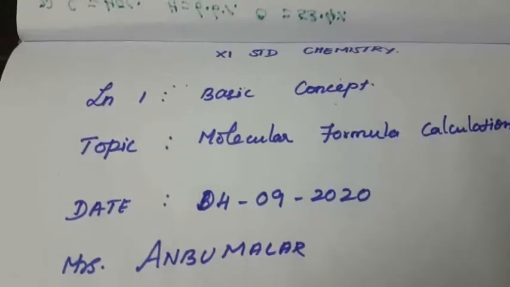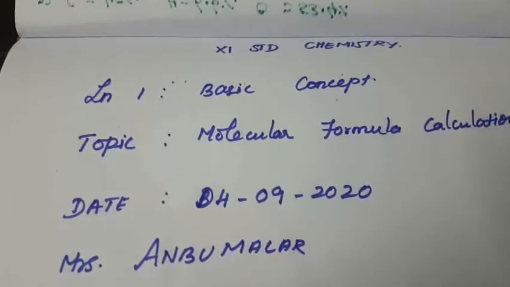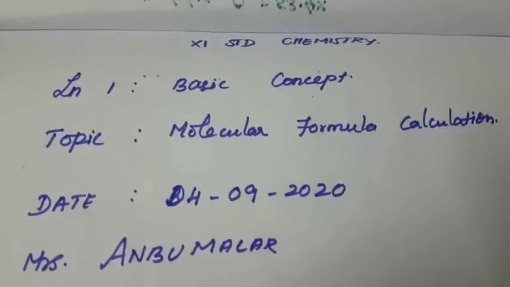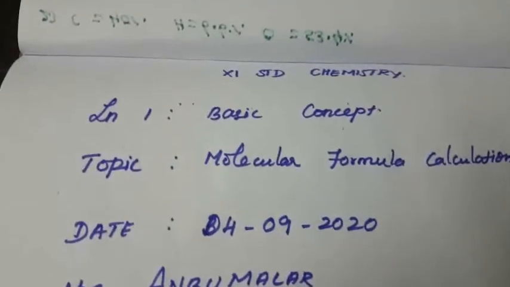11th standard chemistry, first lesson, the continuation for your first lesson. The topic name is molecular formula calculation. In the previous video we calculated the empirical formula. What is meant by empirical formula? Empirical formula is the simplest ratio written in the subscript of the elements present in the given compound. Next we are going to see the calculation called the molecular formula.